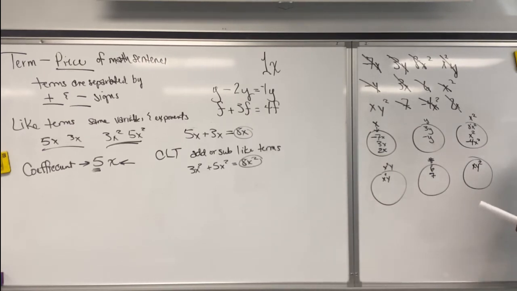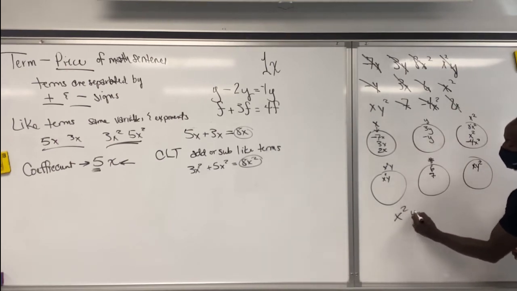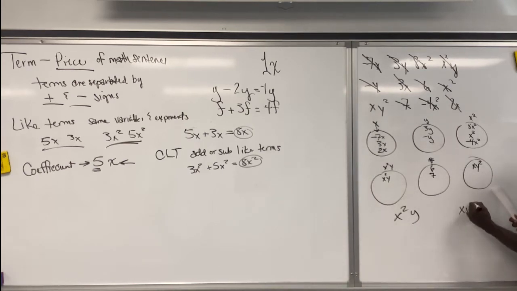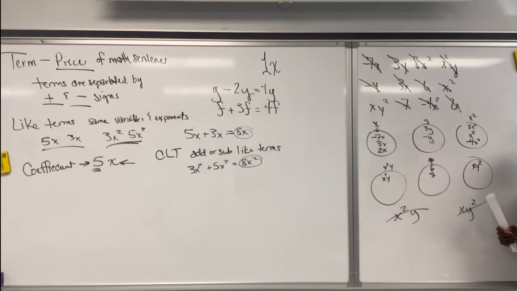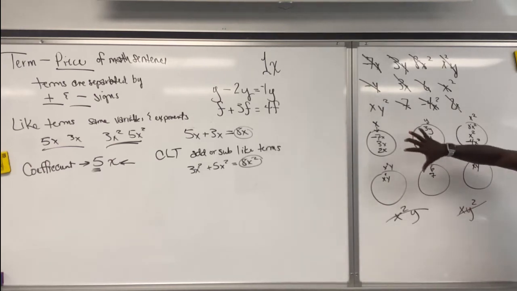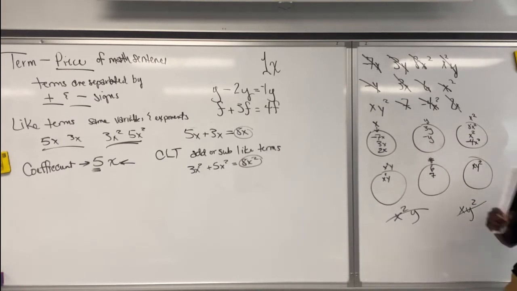Very good. So here, x is squared, and here, y is squared. They are not like terms. You feel me? We good? And so now, we put all our like terms in these circles. The next thing we want to do is add them together.